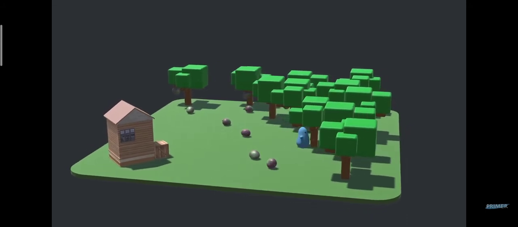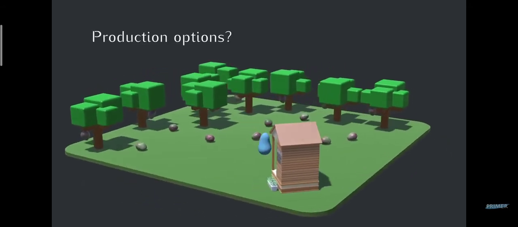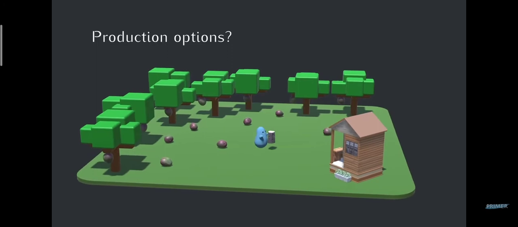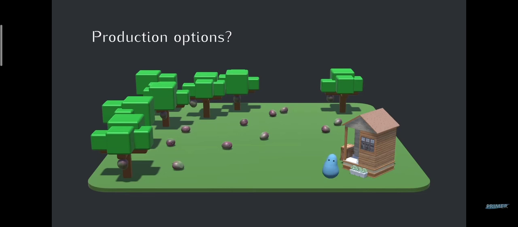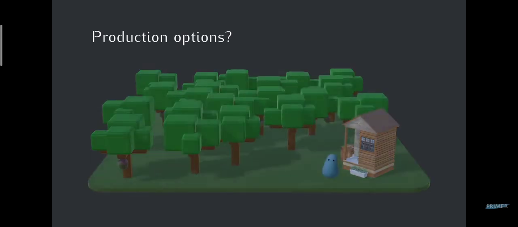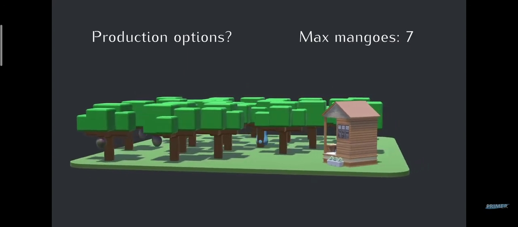The blob's decision for how to spend its time has 2 inputs. First, what are its options for what to produce with the time it has in the day? And second, out of those options, what makes it the happiest? We'll start by looking at the production side. To figure out what these options are, let's see how many mangoes the blob can get if that's all it looks for the entire day.